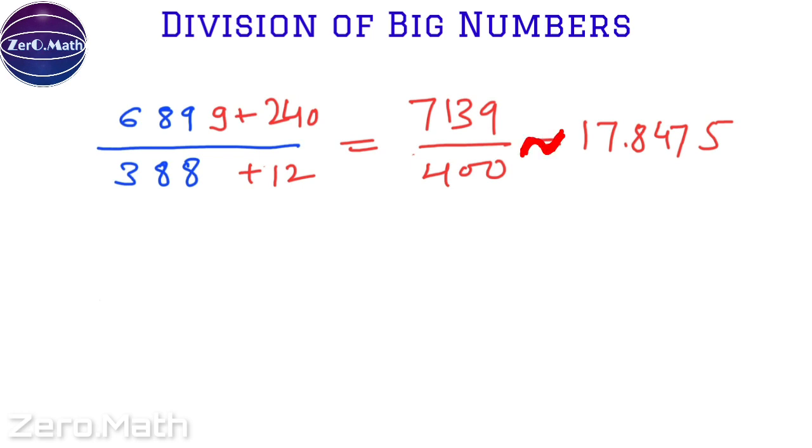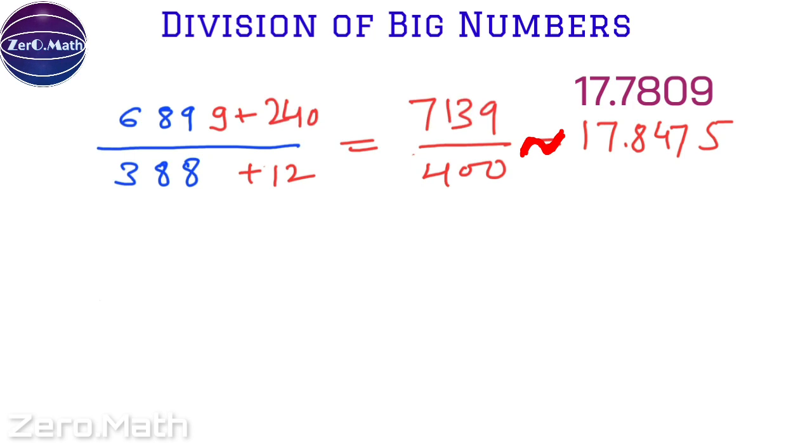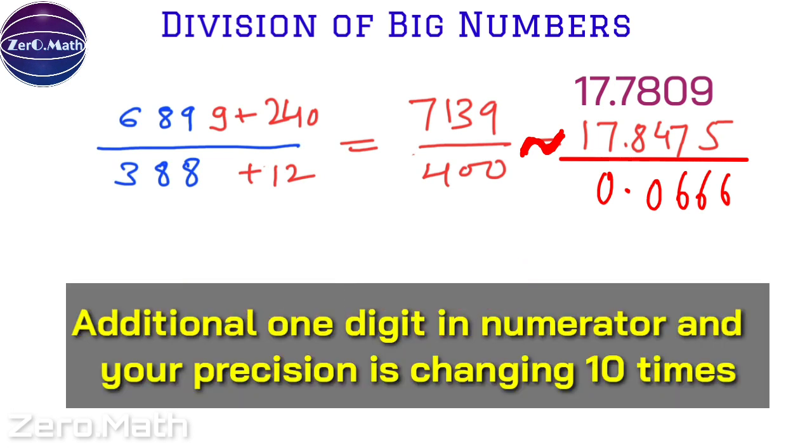Now let's find out the calculator answer. So the calculator answer is 17.7809. If you see, the difference between both the answers is 0.0666, which is 10 times the difference when we divided 689 by 388, which means with the addition of one digit in the numerator, your precision changes almost 10 times.